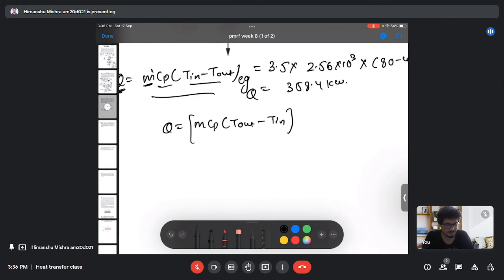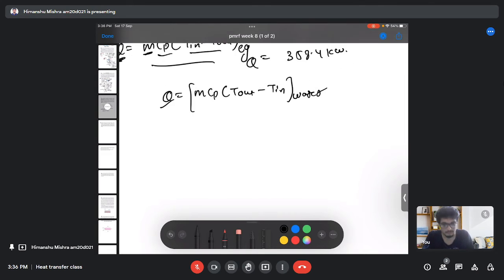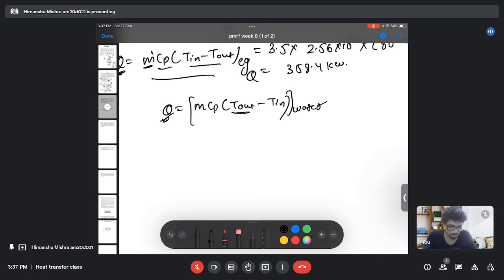I'm using the same relation, but now for the water case. So the heat transfer rate will be the same for both cases. So again, I will repeat. In the earlier question, we found the T out. We already found the Q here, and then we found the T out. But now, since we are given the T out and T in, we need to find the m dot here, since m dot is the unknown quantity.